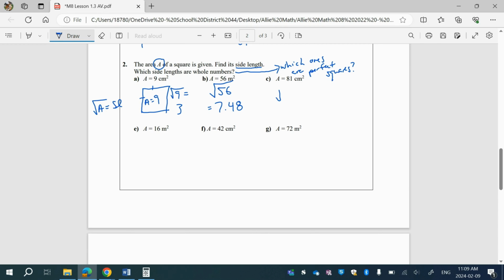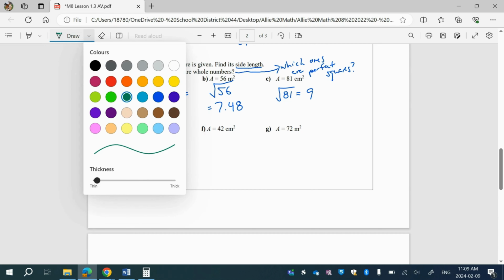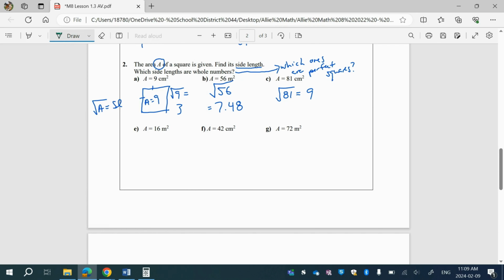Remember, if we take the square root of the area, we'll find the side length. What times itself equals 81? I know that to be 9. Oh, and this is my bad. We should be using the units that they've given us. So this is in centimeters. So our side length is 9 centimeters. This one was in meters. So this is 7.48 meters. This one was in centimeters, so our side length is 3 centimeters.